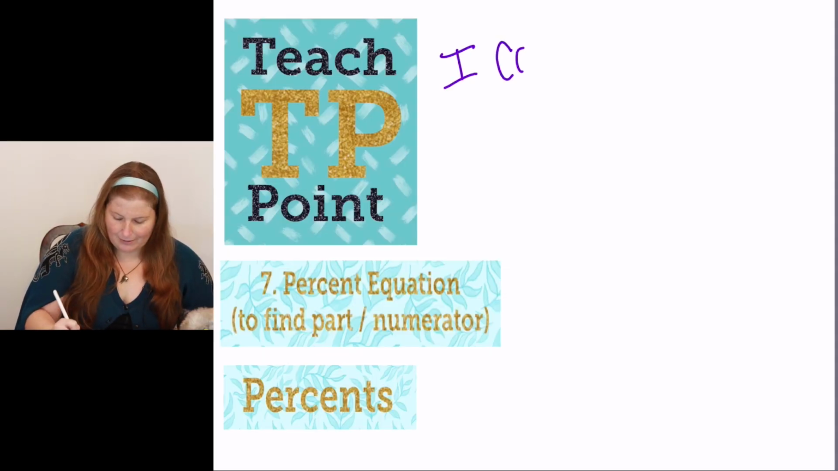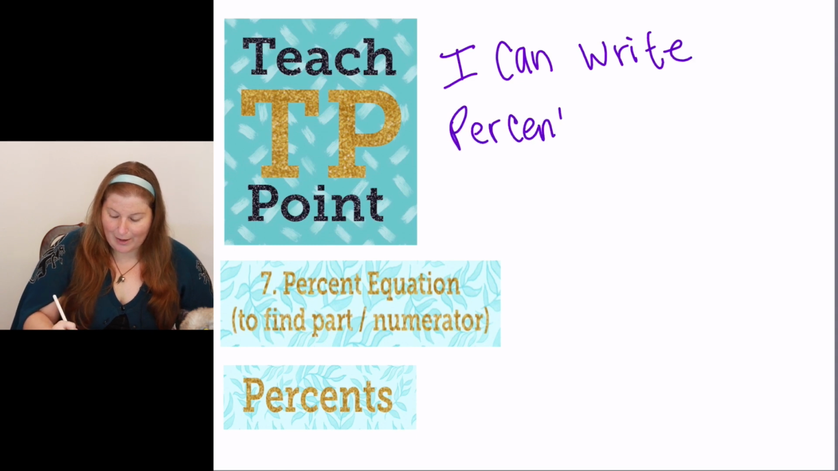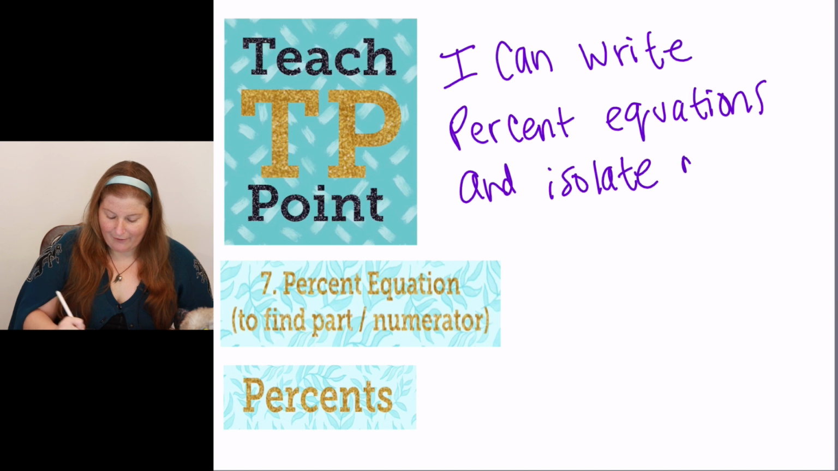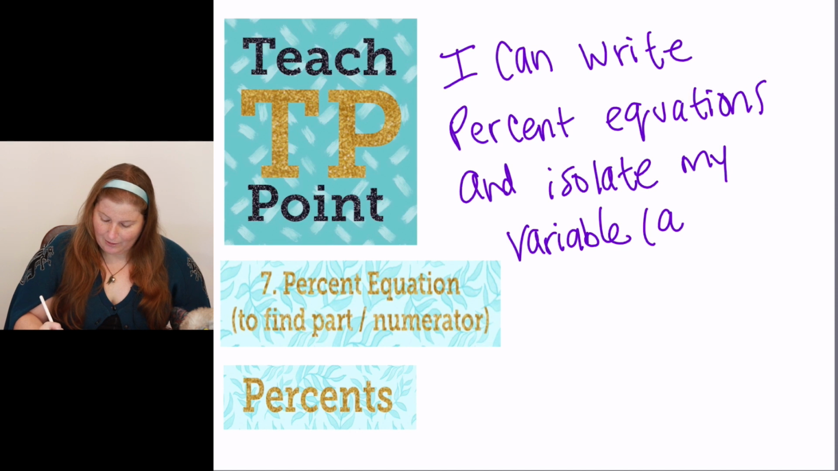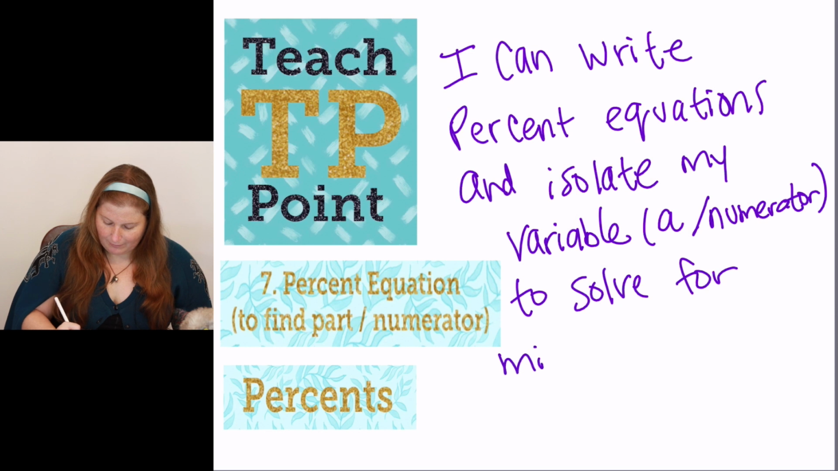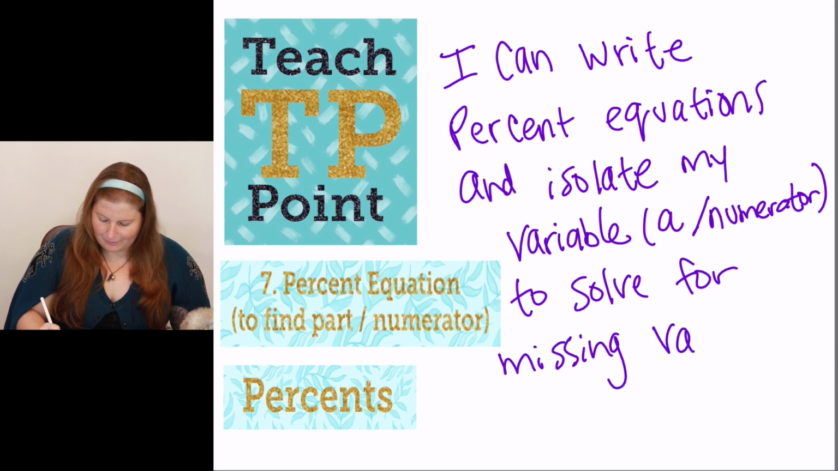You're going to solve problems like that today using our teach point. Let's write it down: I can use, or I can write, percent equations and isolate my variable, which today is going to be A, or the numerator, to solve for missing values.